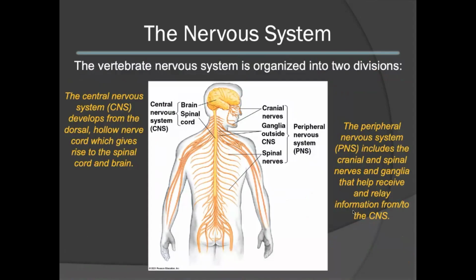In general, the vertebrate nervous system is organized into two main divisions, the CNS and PNS. The CNS, or central nervous system, develops from the dorsal hollow nerve cord. This will give rise to the brain and the spinal cord. The peripheral nervous system includes cranial and spinal nerves, as well as ganglia, that help to receive and relay information to and from the central nervous system.